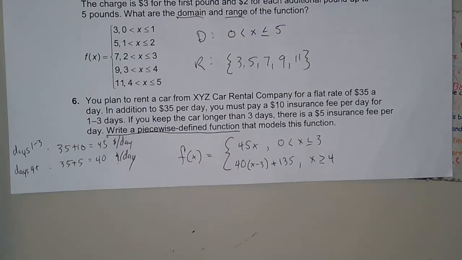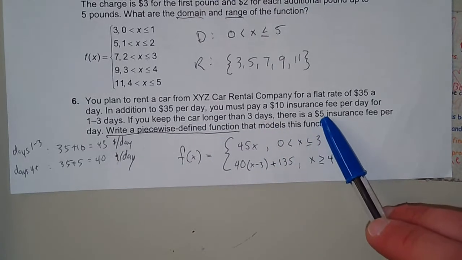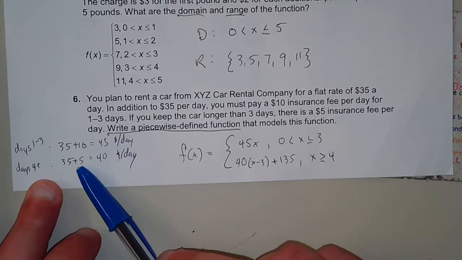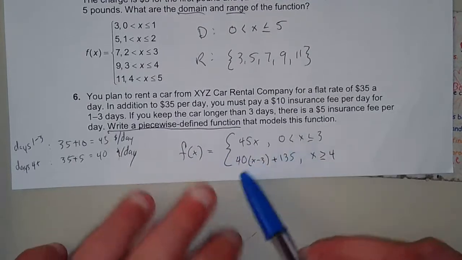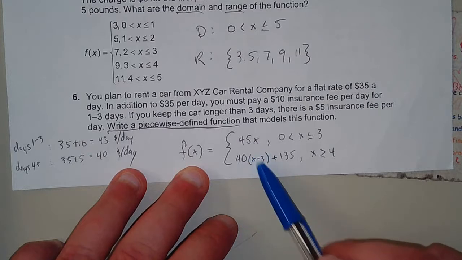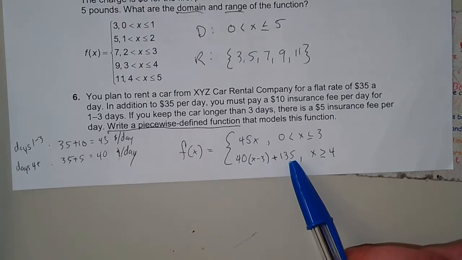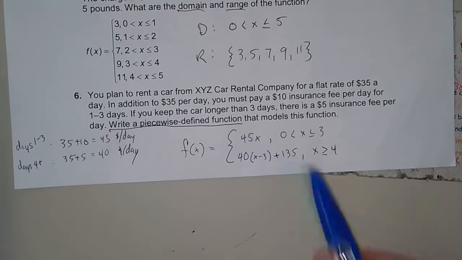When you go to the fourth day, like it says here, if you keep it longer than 3 days, then the insurance fee drops down to just $5. So instead of paying $45 a day, since you're only paying a $5 insurance, it's now $40. So it's a little bit cheaper as you go to days 4, 5, 6, and so on. So now the rate changes to $40. But we've already paid for those first 3 days. So I take away the first 3 days and I add on what I spent for those first 3 days. So 3 days at $45 a day is $135.